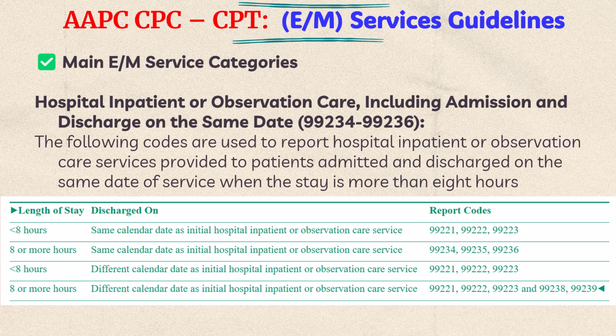The following codes are used to report hospital inpatient or observation care services provided to patients admitted and discharged on the same date of service when the stay is more than 8 hours. So here you have to note that it is more than 8 hours. If the stay is less than 8 hours, that is considered as office or other outpatient services. You can see these outpatient codes are used here. When the encounter is 8 or more hours on the same calendar date, the following codes are used. Less than 8 hours for a different calendar date as initial patient hospital, the following codes are used. And 8 or more hours, the following codes are used. When you do the questions, you can understand how these codes are used.